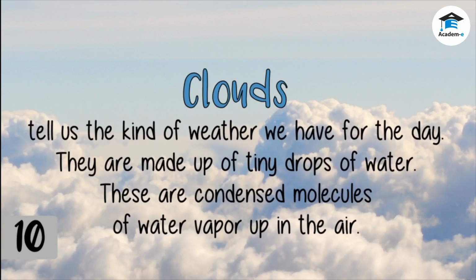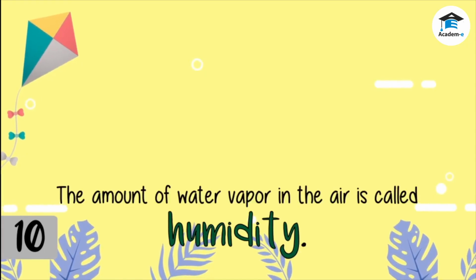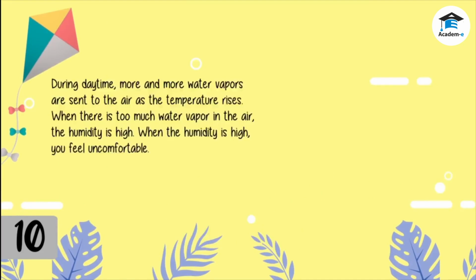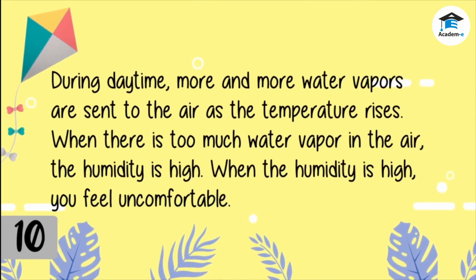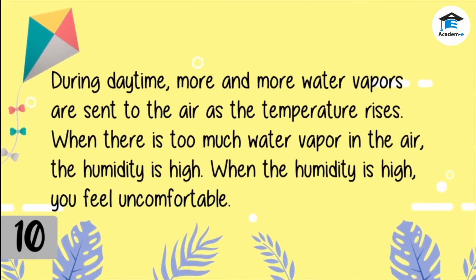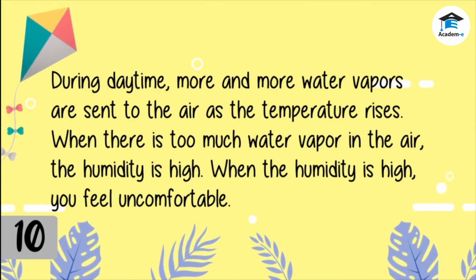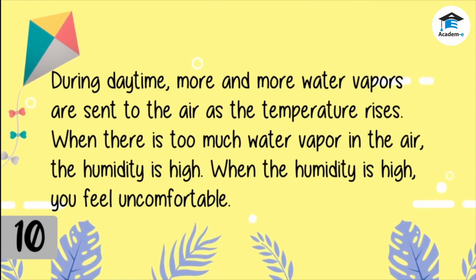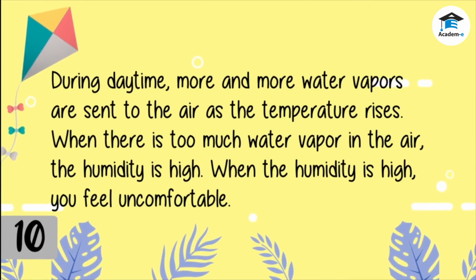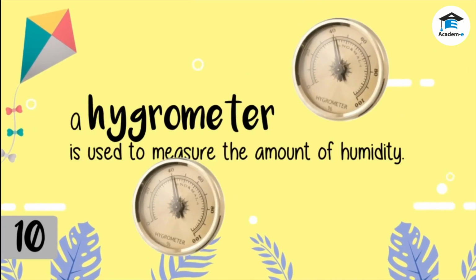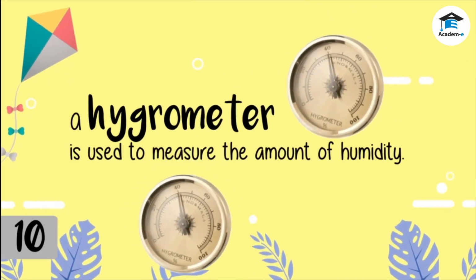You have learned that clouds tell us the kind of weather we have for the day. They are made up of tiny drops of water. These are condensed molecules of water vapor up in the air. The amount of water vapor in the air is called humidity. During daytime, more and more water vapors are sent to the air as the temperature rises. When there is too much water vapor in the air, the humidity is high. When humidity is high, you feel uncomfortable. A hygrometer is used to measure the amount of humidity.